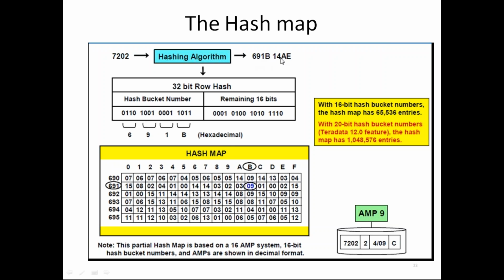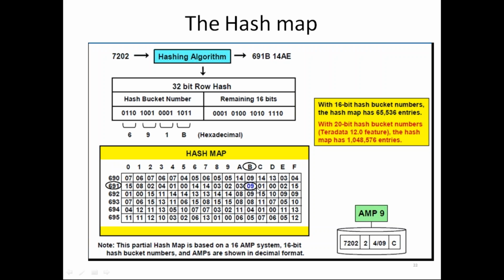When we divide each digit as a binary, it would come like this. The 691B14AE is divided into binary, so it comes to a total of 32 bits, and out of this total 32 bits, the first order 16 bits are called the hash bucket number, and this hash bucket number is used to look up the hash map table. The first 3 digits 691 are considered as a row, and the last digit is considered as a column.